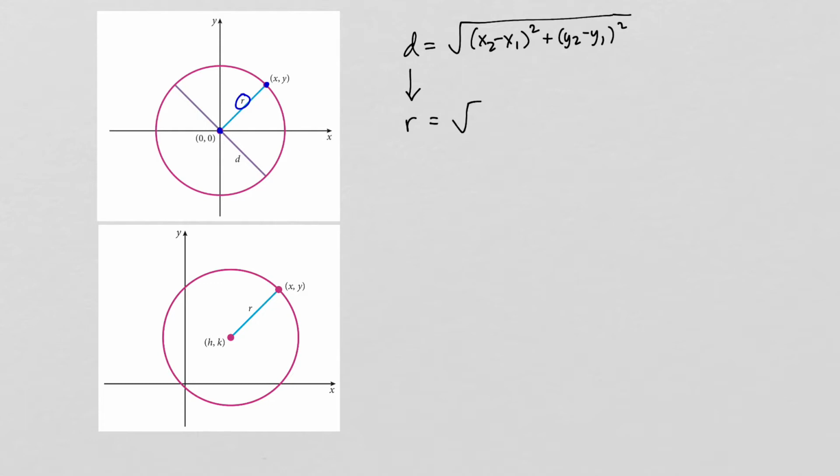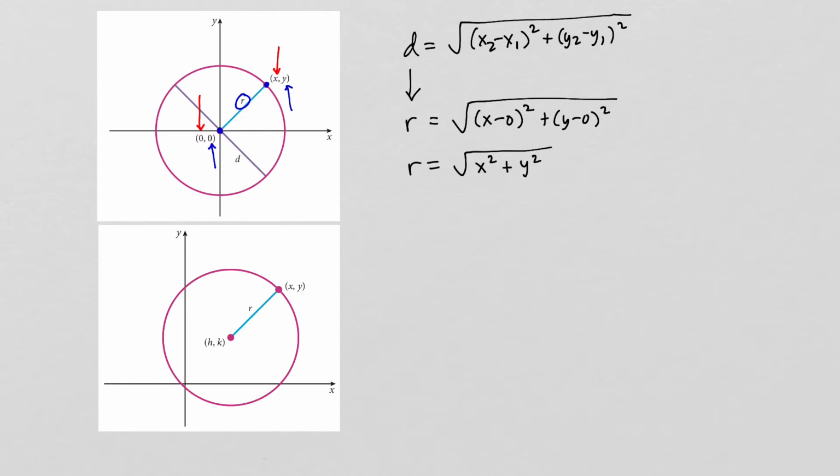And that is equal to the square root of the difference between the x coordinates. Well, one x coordinate is x, and the other x coordinate is 0, so that's x minus 0 squared. Plus, and then the same thing for the y coordinates. One y coordinate is y, and the other y coordinate is 0, so that's y minus 0 squared. And if we simplify here, we get r is equal to the square root of x minus 0 is x, and we're squaring that, so that's x squared, plus y minus 0 is y, and we're also squaring that.